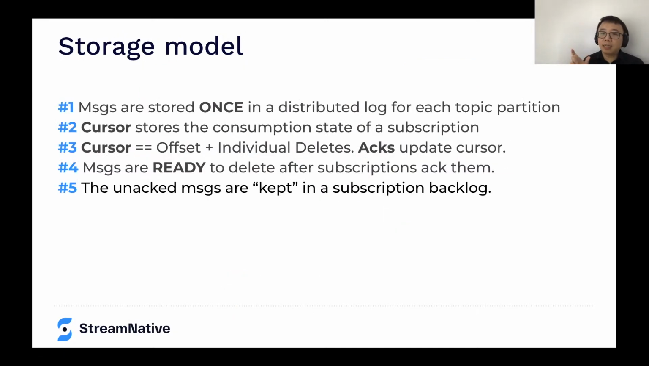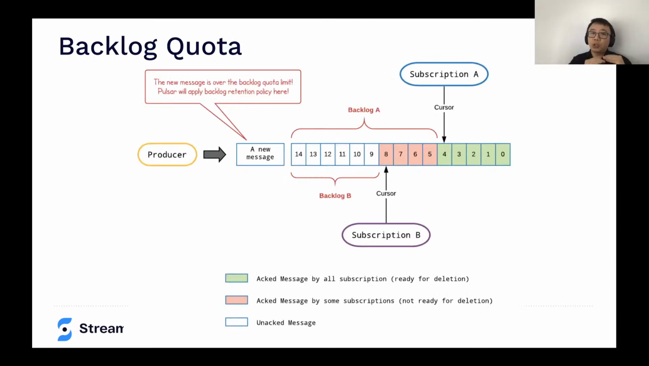So understand the backlog concept. You will know if a subscription doesn't acknowledge a message, the backlog will keep growing. But in reality, the total storage capacity is limited by the number of storage nodes. Hence, you want to set a limit on how large a subscription backlog or topic backlog can grow. Hence, in Pulsar, we introduce a concept called backlog quota.